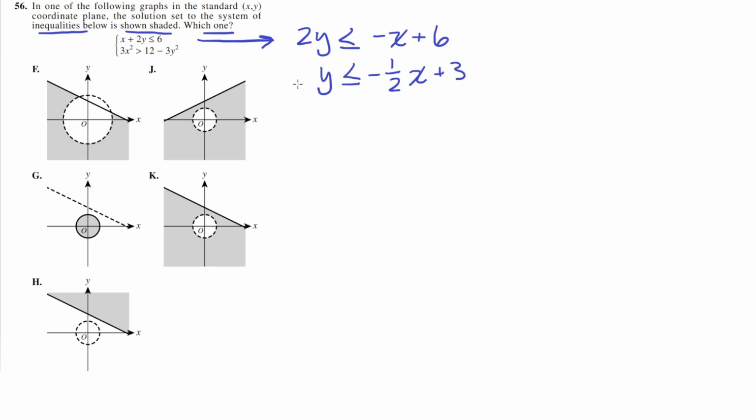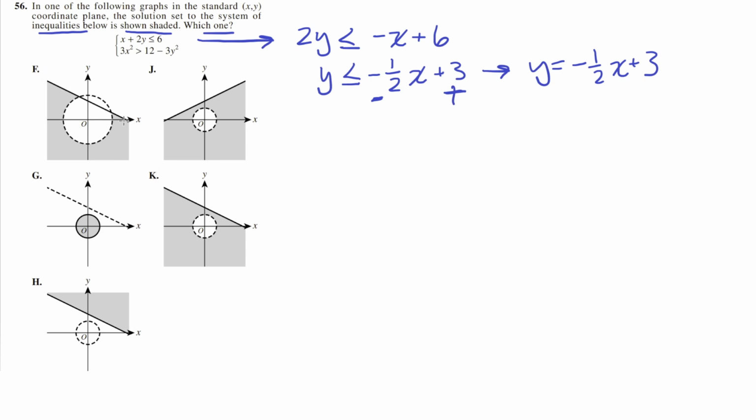So in the correct graph, there needs to be a line, and the region underneath this line, the line y equals negative 1/2 x plus 3, needs to be shaded. So it needs to include the line and be the region below the line. And this line has a negative slope and a positive y-intercept. So let's find out which line this is.